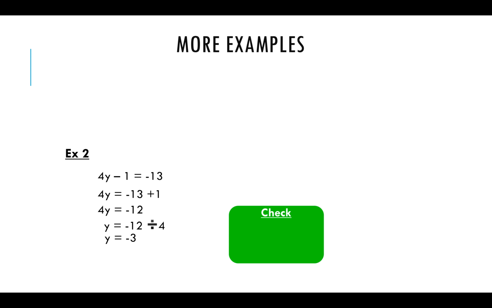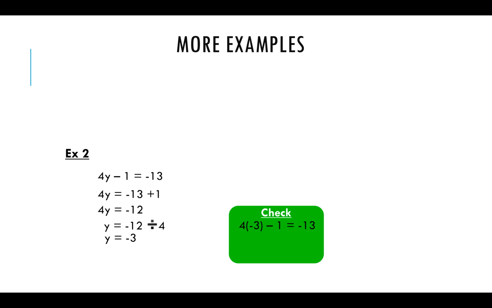So now, did we do this correctly? Well, we need to check. Again, to check, I suggest that you put parentheses where the y is. Take out the y and substitute it with what we solved for. We solved for y and got negative 3. So now we have 4 times negative 3 minus 1. The question is, will it give us a negative 13?